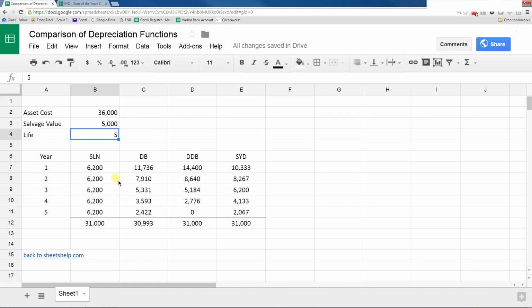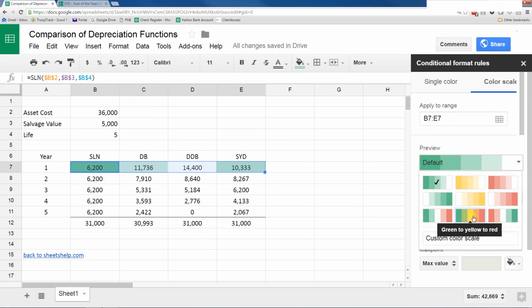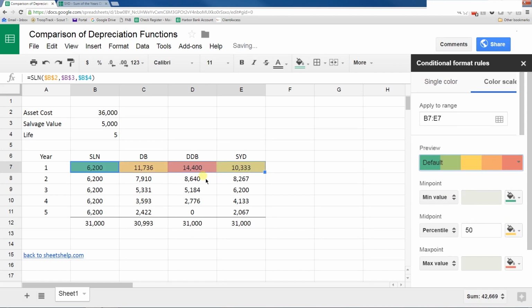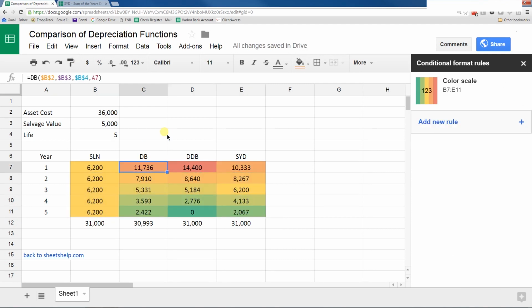And let's just do something to see which ones are going faster or slower. For that, I'll do conditional formatting. I'm going to go to the color scale for conditional formatting, and I'm going to put kind of a heat map on it. The red's going to be the fastest, green's going to be the slowest. I'm going to take that formatting and I'm going to apply it to the other cells. And this is easy to see. So straight line, it's always the same. It's always the same color. Double declining balance goes faster in the beginning and a lot slower at the end. Declining balance and the sum of the year's digits are in the middle.